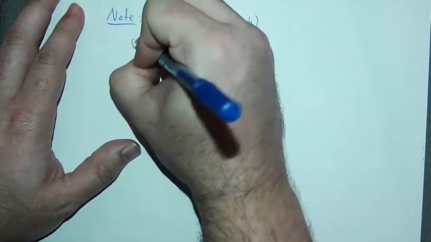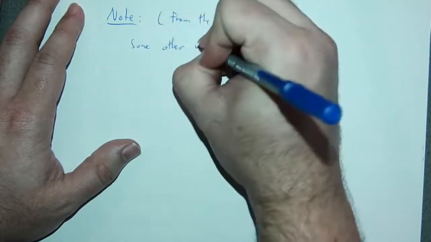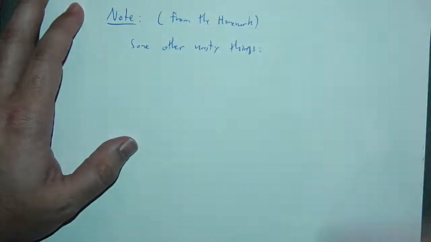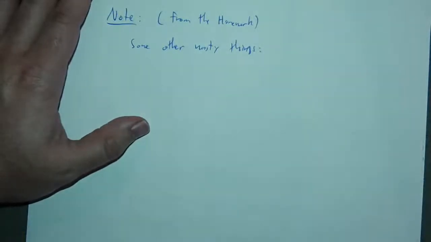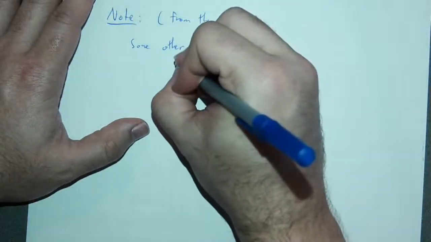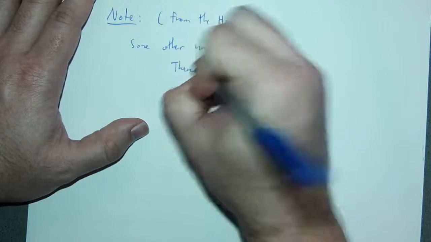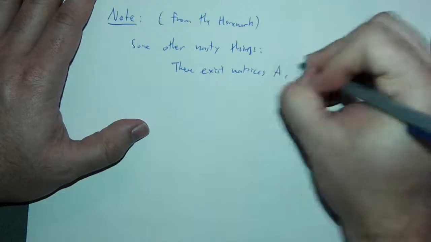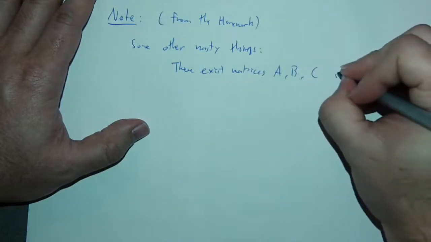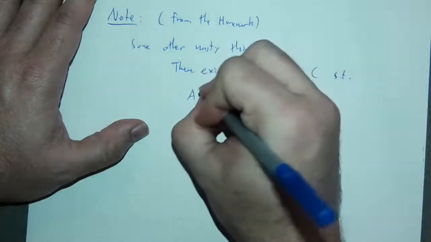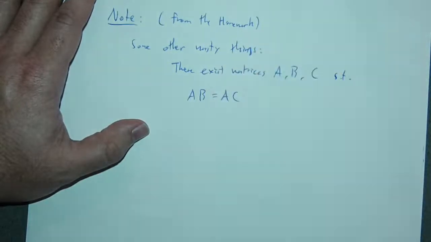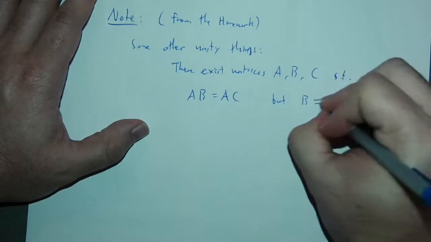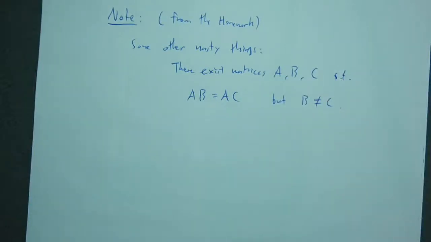Some other nasty things. There exist matrices A, B, C such that AB is equal to AC, but B is not equal to C.